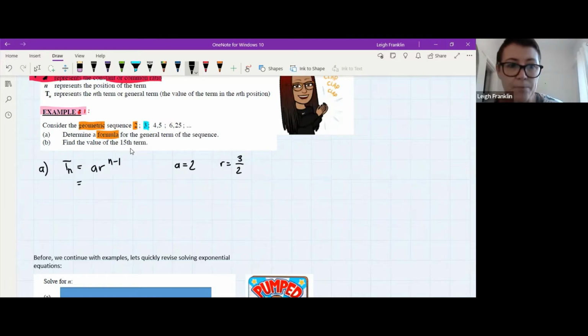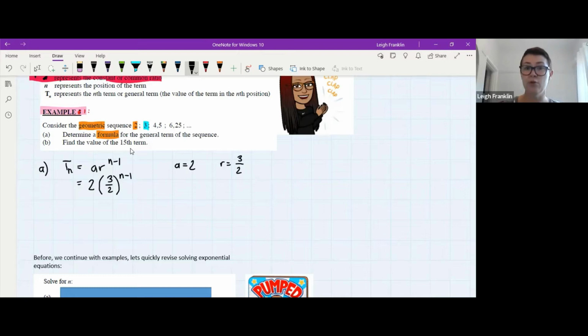So now that we know the values of A and R, this is how we write it. We write the 2 in front for the A, and then the R we often put in brackets, because it has this exponent of n minus 1. So I'm going to pop it in brackets. 3 over 2 is our base, to the power of n minus 1, like so. There we've determined a formula for the general term of the sequence. That formula will allow us to calculate any term in the pattern.